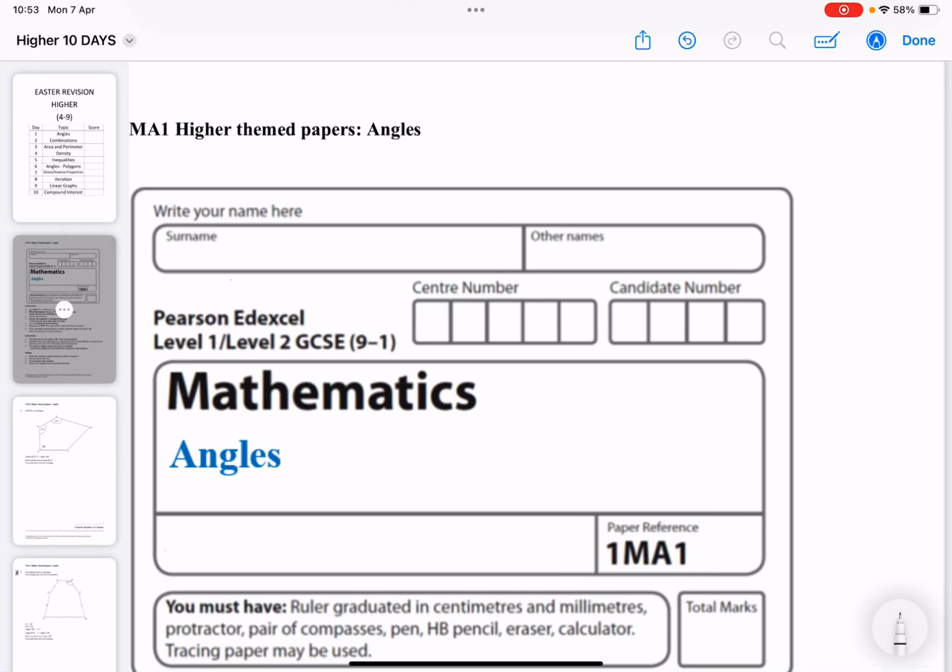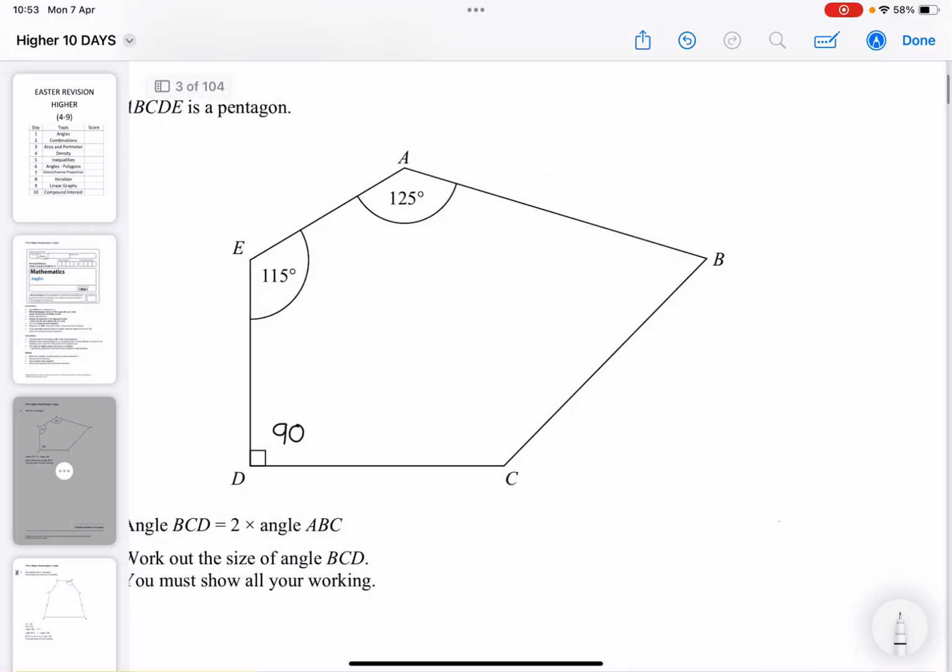Okay, good morning. Here we have day one of the Easter revision, which is all about angles. So first question is this.